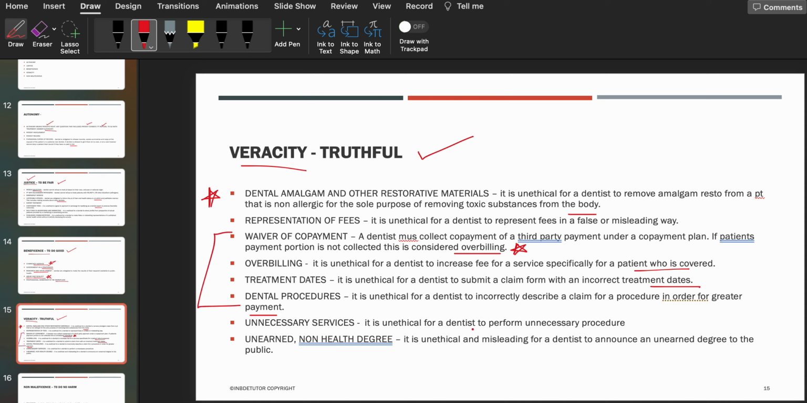Unnecessary services. It is unethical for a dentist to perform unnecessary procedures. For example, if a patient just needs a filling, you cannot go ahead and say, oh, I need to do a root canal treatment. Unearned non-health degree. It is unethical and misleading for a dentist to announce an unearned degree to the public. For example, if you are a DMD or DDS and you mention something along with that that you have not earned, that is again considered breaking a law, that is veracity.